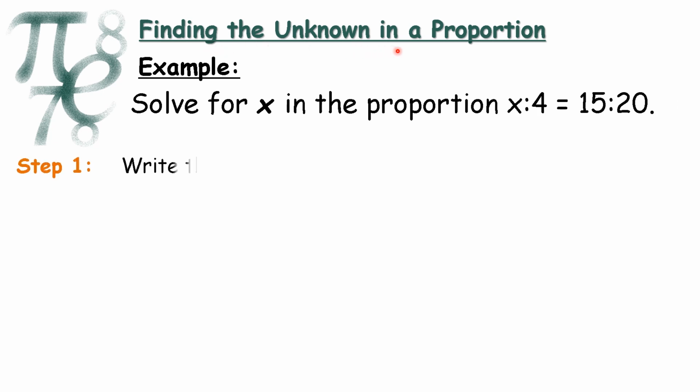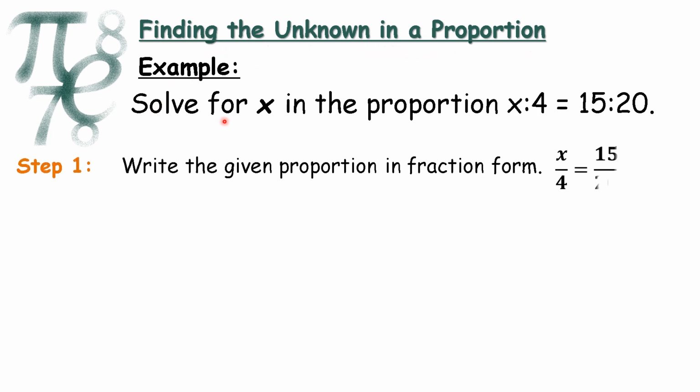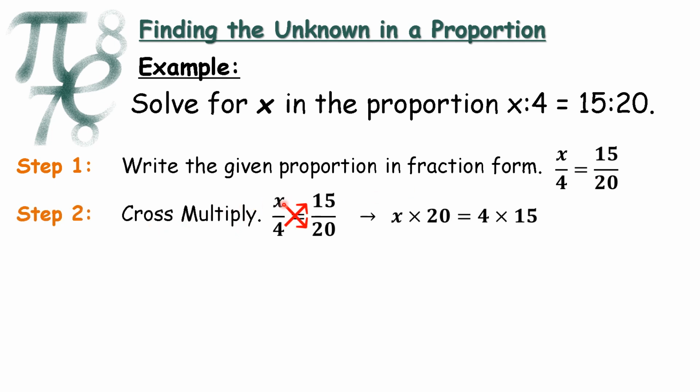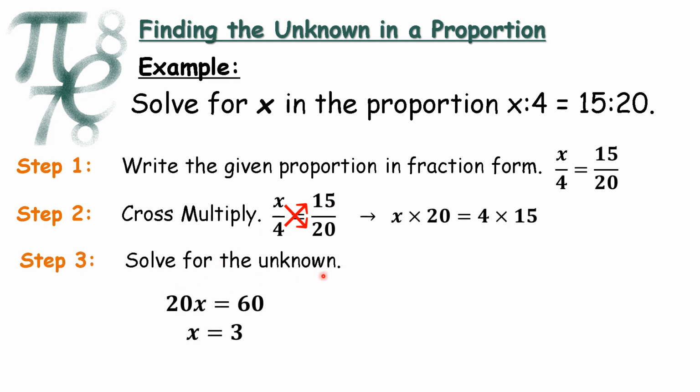Finding the unknown in a proportion. Example. Solve for x in the proportion x is to 4 equals 15 is to 20. First step, write the given proportion in fraction form. X over 4 equals 15 over 20. Second step, cross multiply. X multiply 20 equals 4 multiply 15. Third step, solve for the unknown. 20x equals 60, then x equals 3.